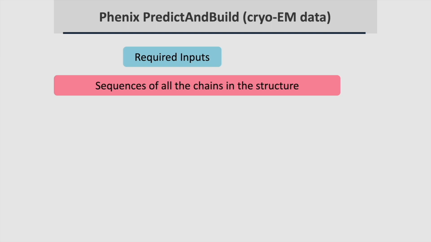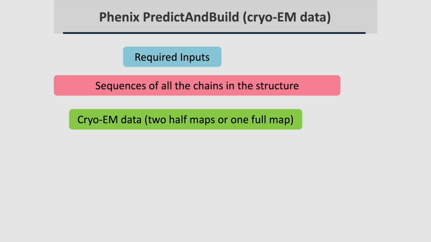If you want to run PredictAndBuild with Cryo-EM data, you will need the sequences of all the unique chains in your molecule and how many of each are present. These can be supplied as a FASTA file, and two half maps or one full map. If you supply half maps, map optimization by density modification will be carried out.